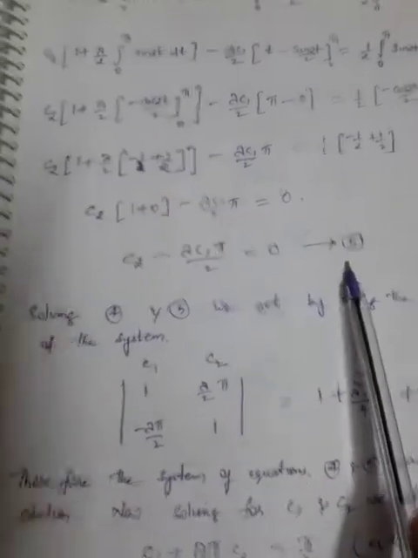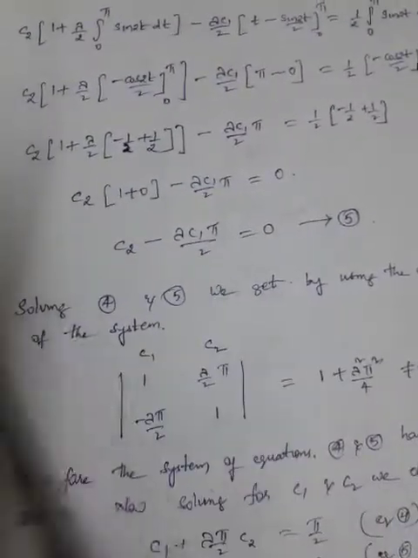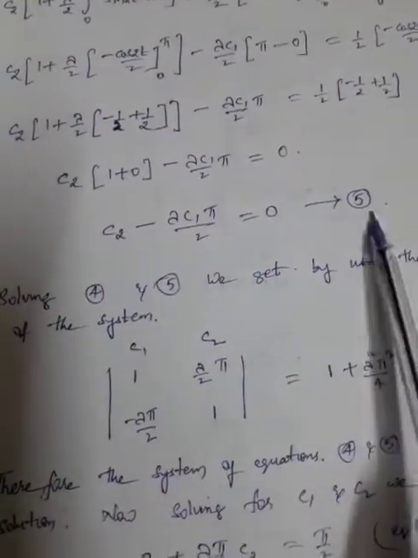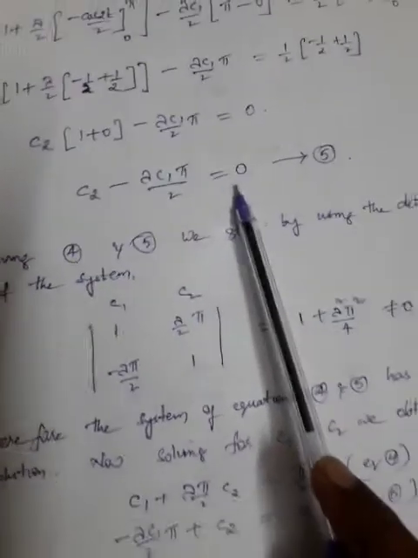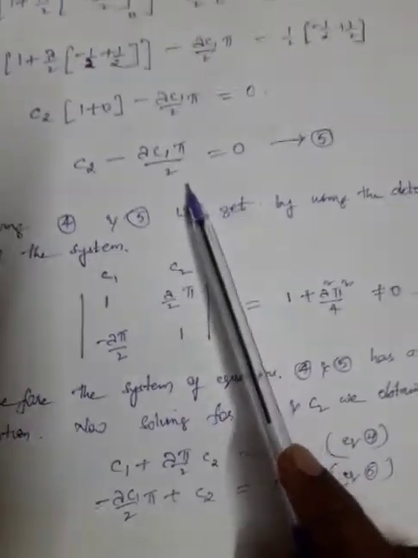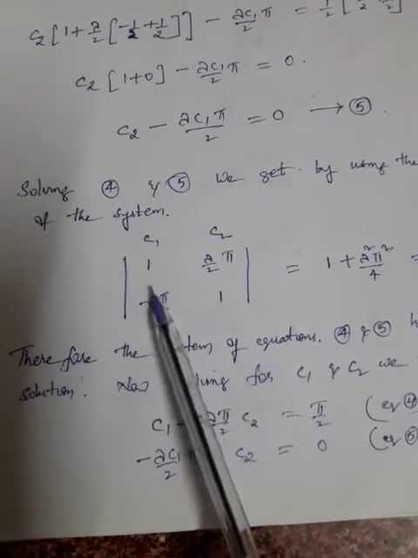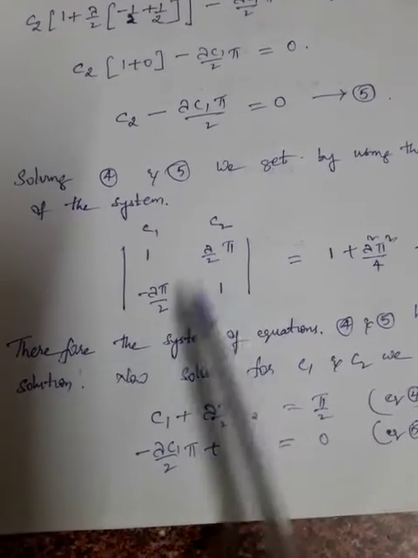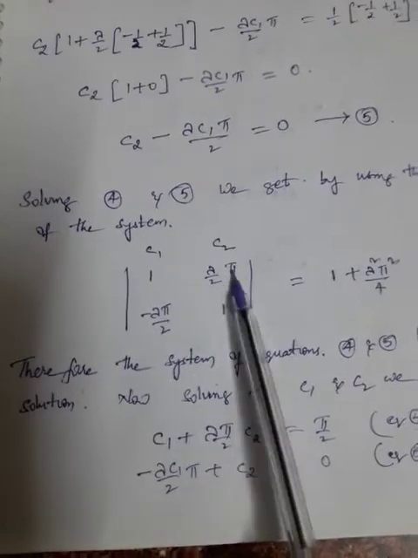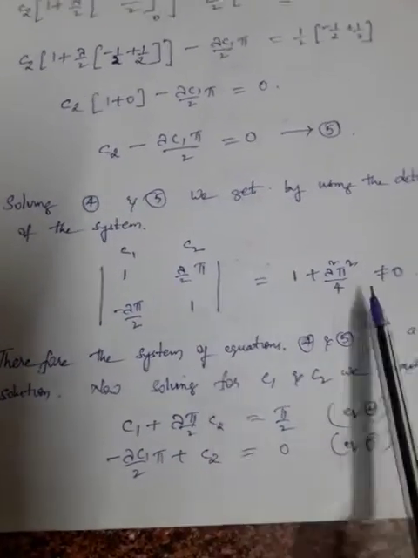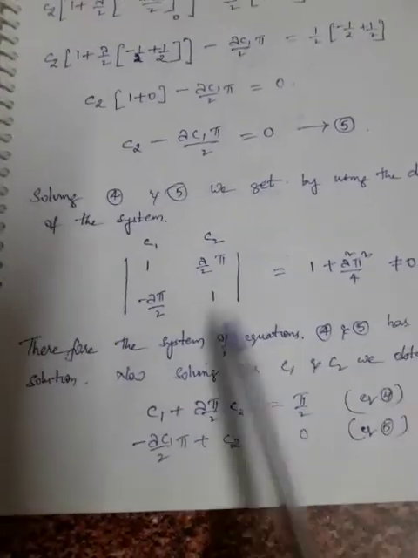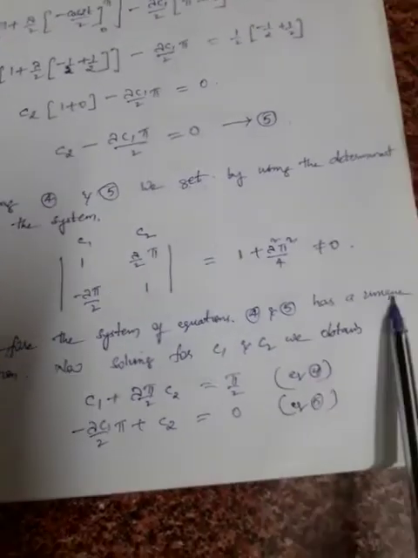Now you got this equation. Now you have to take the previous equation number 4 as well as equation number 5. Solving these two, the determinant should be not equal to 0. Then only we can solve for c1 and c2. That is a condition. So as you know, c1 and c2 we have taken. So c1 coefficient is this, c2 coefficient is this. So this is equation number 4, this is equation number 5 we got. So anyhow this is not equal to 0. Therefore the system of equations has a unique solution.